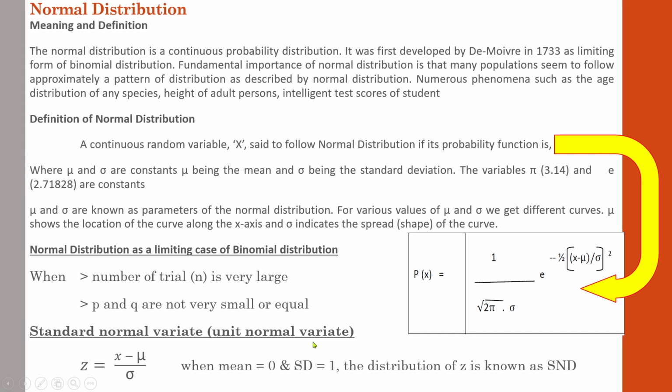And remember, if you are dealing with a question where mean equals 0 and standard deviation equals 1, then the distribution of z is known as standard normal distribution. During the problem areas, you will get a clear picture about standard normal distribution, because in the problem area you need to draw out a curve depending upon your analysis.